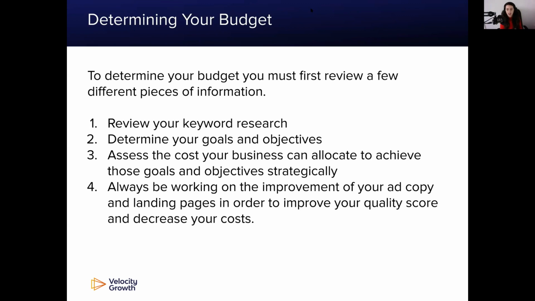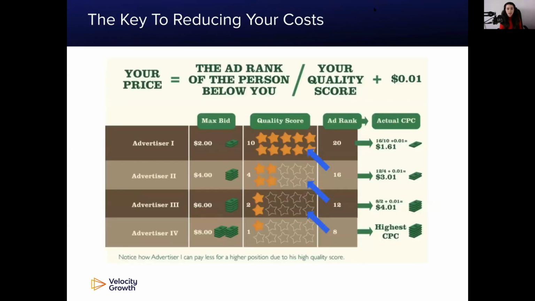Now, we're dedicating an entire week here as well to the ad copy and landing pages side of things because it's such a crucial element of bringing down your budget costs and also improving your quality score. Your quality score is a significant element of your costs here. And I'm going to show you this here a little bit in detail. So your price equals the ad rank of the person below you divided by your quality score plus 1 cent. So essentially what is happening here is the quality score heavily impacts what you're going to pay for a click.